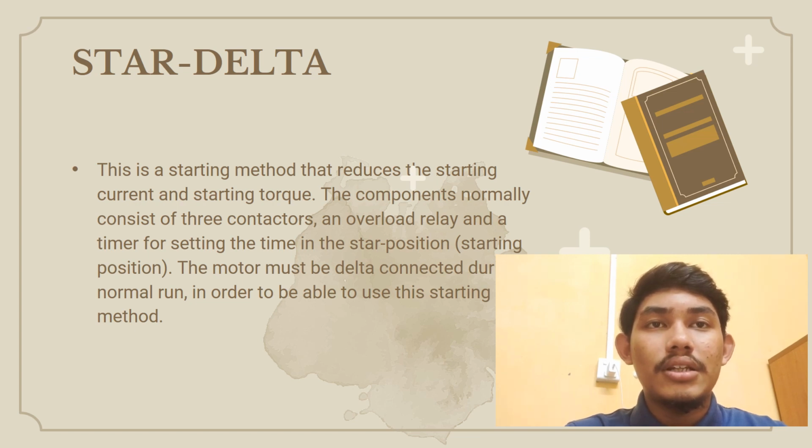This starting method only works when the application is lightly loaded during the start. If the motor is too heavily loaded, there will not be enough torque to accelerate the motor up to speed before switching over to the delta position. When starting up, the load torque is low at the beginning of the start and increases with the square of the speed.